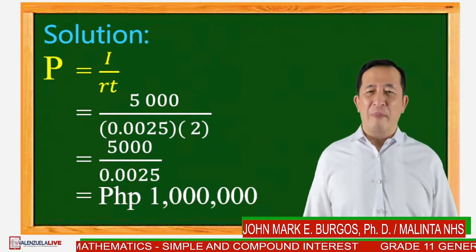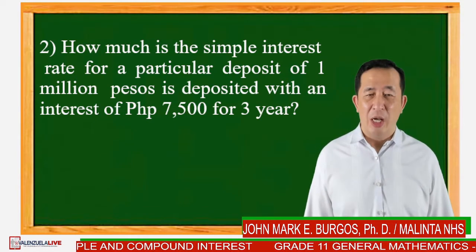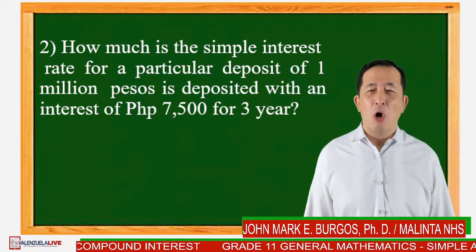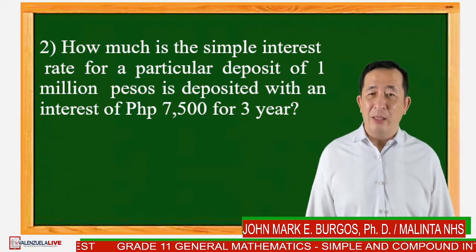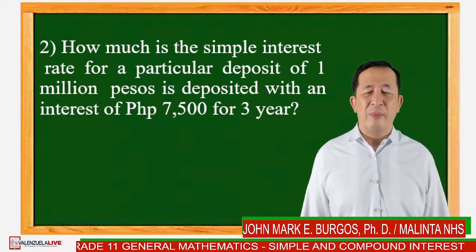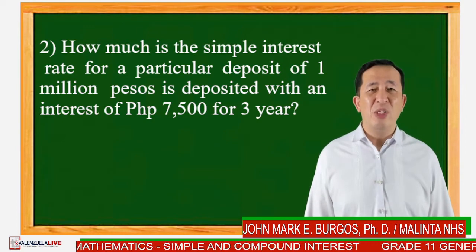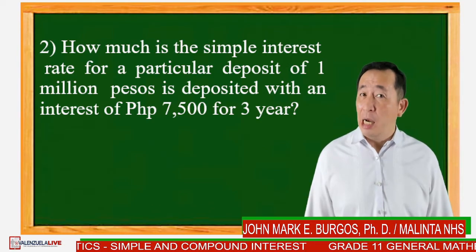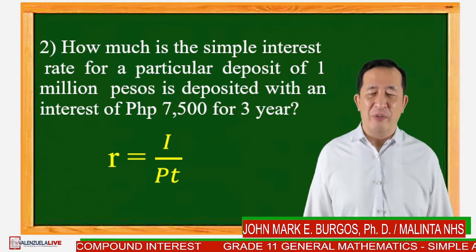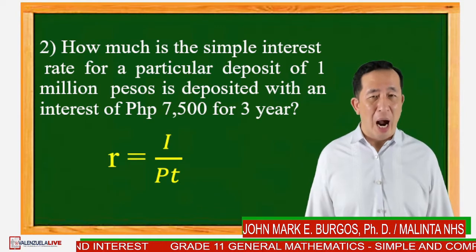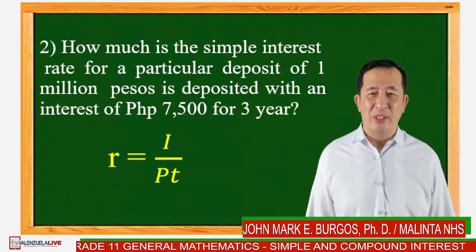For the second problem, the question is, how much is the simple interest rate for a particular deposit of 1 million pesos, which is deposited with an interest of 7,500 pesos for 3 years. So in this problem, we are looking for the rate. And the formula for that will be rate, or R, is equal to interest divided by principal times time.